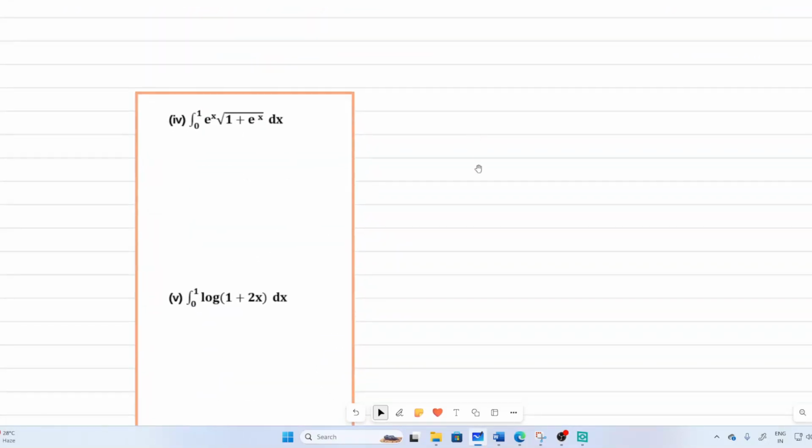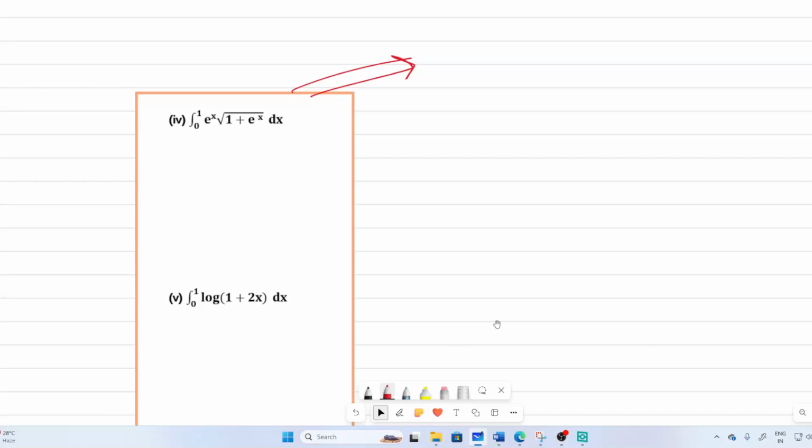Next we are going to do 0 to 1, e to the power x, root of 1 plus e to the power x. Obviously this sum is going to be on substitution, and this sum I have chosen to remind you that sometimes you have to do integration by substitution in definite integration also, but never forget to change the limit. Limit you never forget to change.